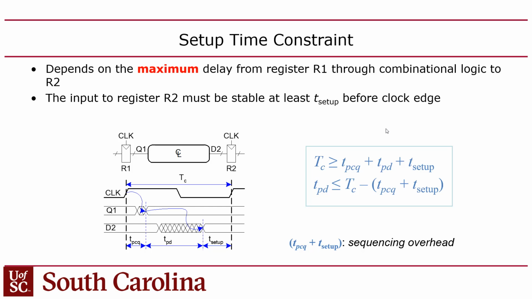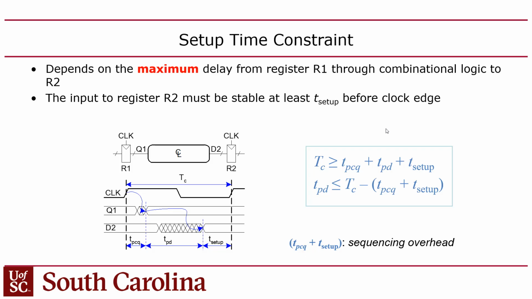So remember, that's TPCQ. TPCQ is the internal propagation delay of this guy that's basically driving the input into the combinational logic. So pretty much everything starts with that, right? The timing path starts with how long it takes for the source register to get its stuff out onto Q. Then you have to add to that the propagation delay of the circuit, right? So again, this would be based on the critical path of the circuit, okay?